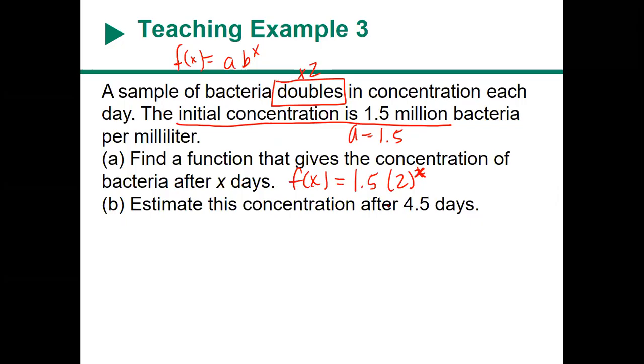So just reading the problem and pulling out those things. Initial, doubling. That's how you are going to write the problem. And now it wants us to estimate the concentration after 4.5 days. So we're looking for f of 4.5. So I plug that in, 1.5 times 2 to the 4.5.